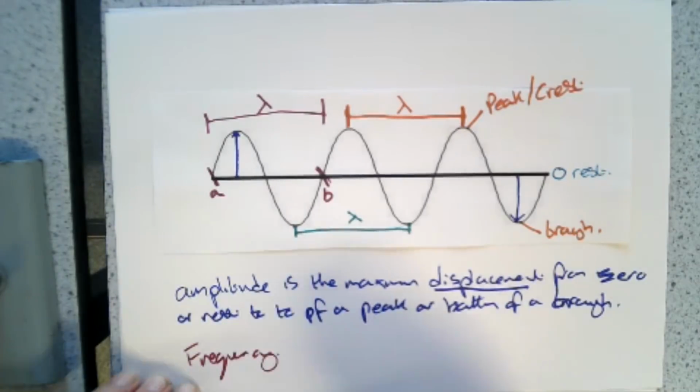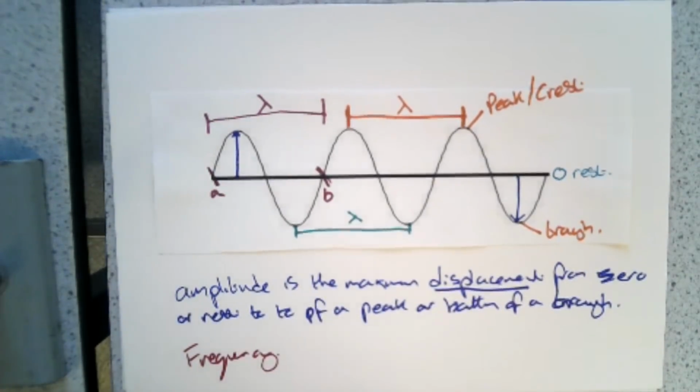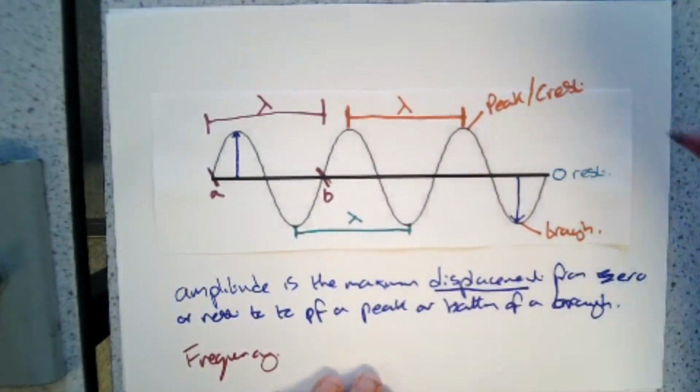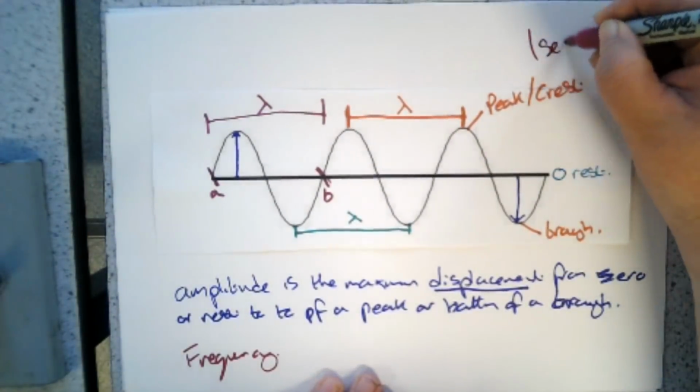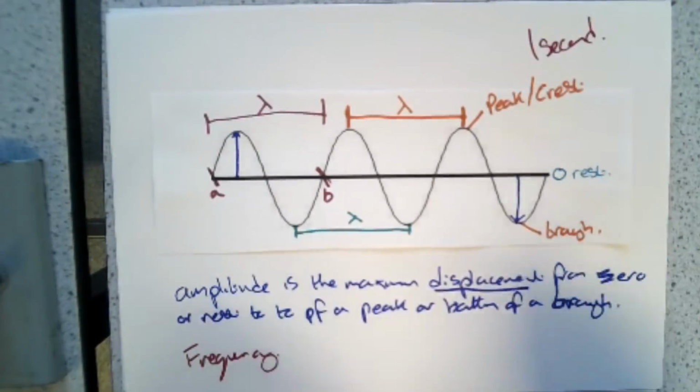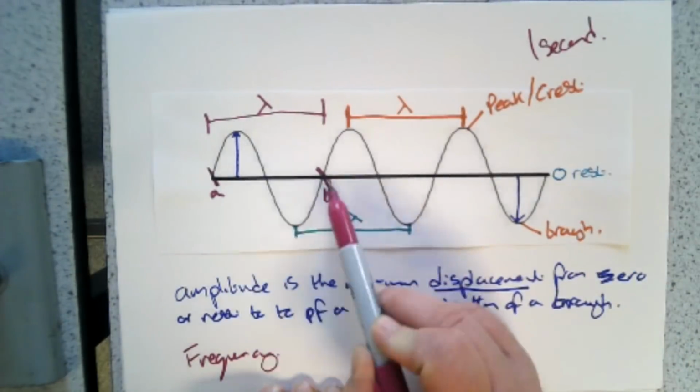Now, we actually said that frequency is how many waves pass a point in 1 second. Now, the whole of this picture represents 1 second. So what we need to really think about is being able to work out how many complete waves are on that picture. And this is something I could ask you to do in the exam. So I'm going to go from A to B.